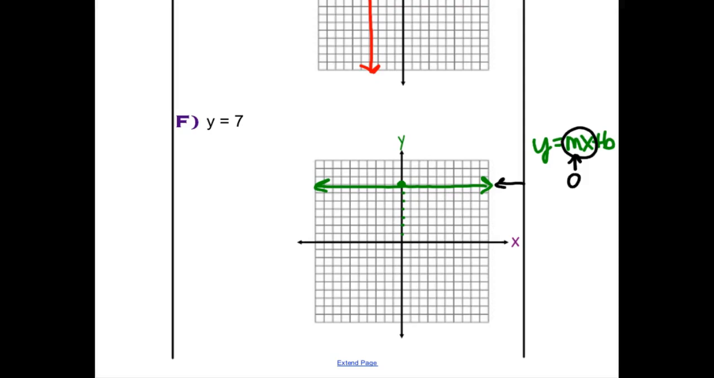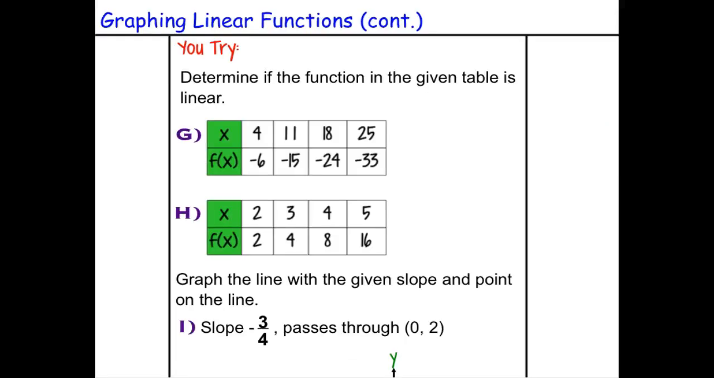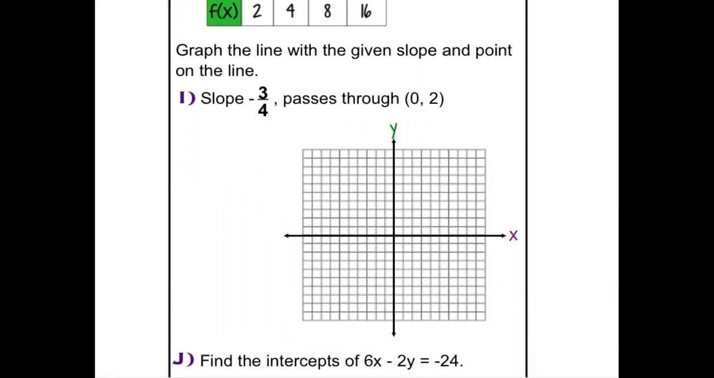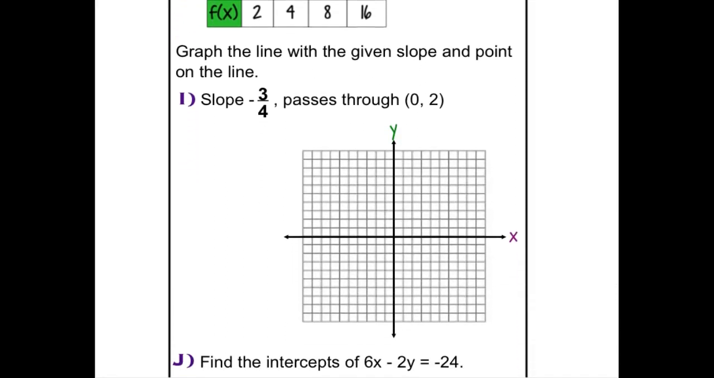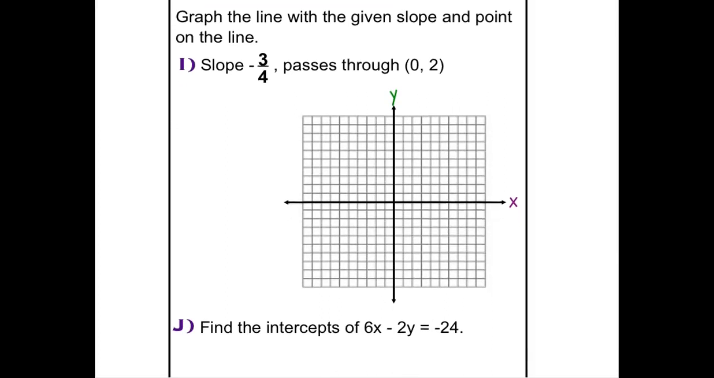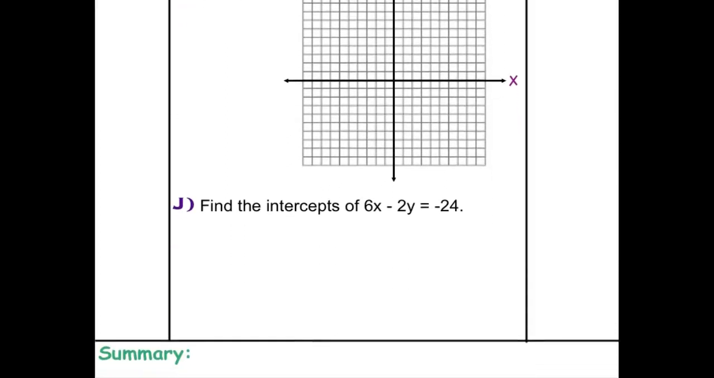What I need you to do right now is you got some U-try problems. I want you to give these two a shot. The first two, I gave you tables. I want you to tell me, are they a function that's linear or nonlinear? And be able to explain why when we come to class. The third one is, I give you a point and a slope, and I want you to graph it. And finally, I'm not going to ask you to graph it, but I want you to find the intercepts for the equation 6x minus 2y equals negative 24. And as always, bring your questions with you to class.